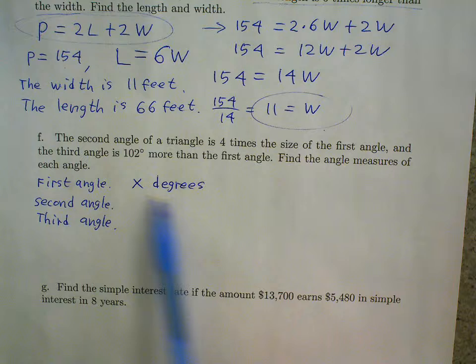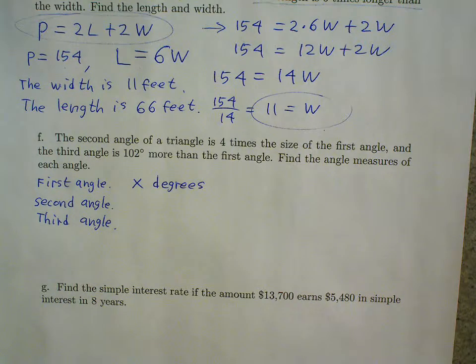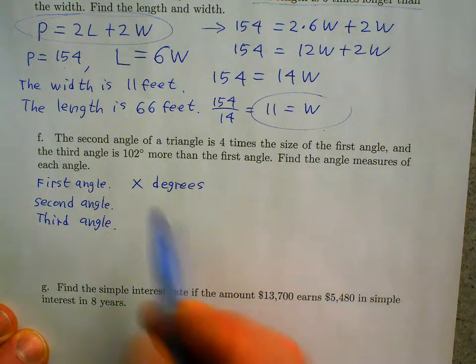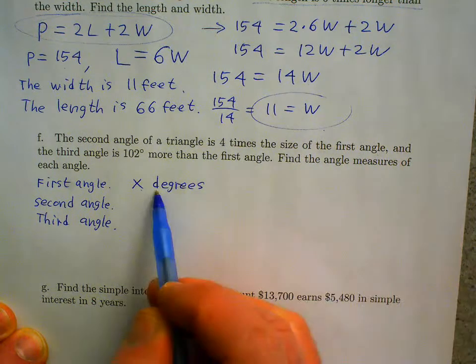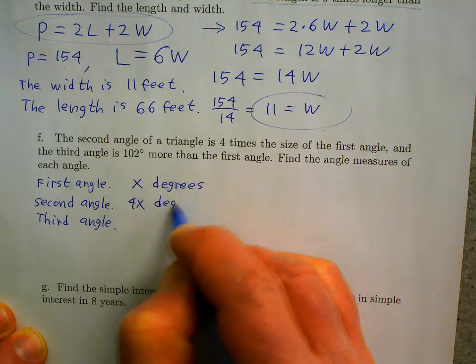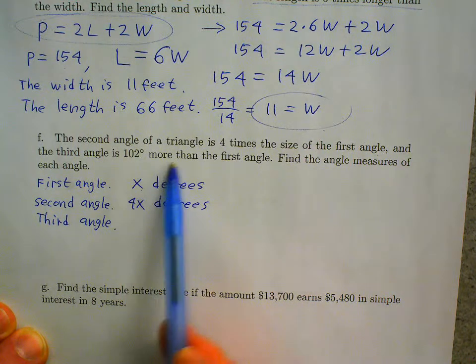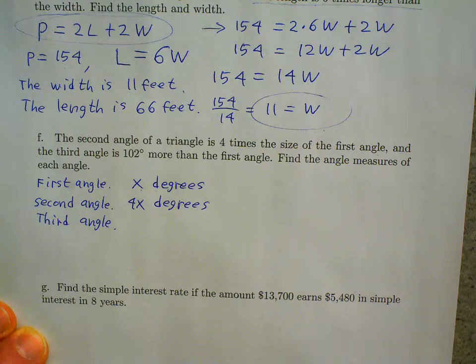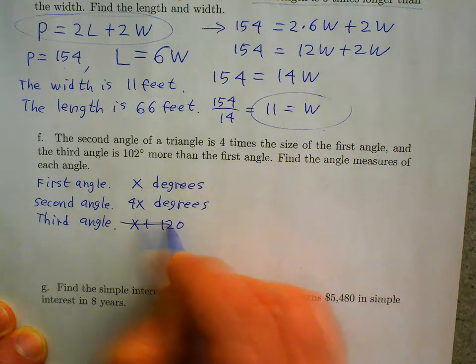So if the first angle is x degrees and the second angle is 4 times the size of the first angle, how can we represent the size of the second angle? 4 times x, right? 4 times x is 4x degrees. Are we all in agreement? And then the third angle is 102 degrees more than the first angle. So if the first angle is x degrees, then how do we represent an expression that is 102 degrees more than that? Addition. x plus 120, right? Sorry, not 120, 102.